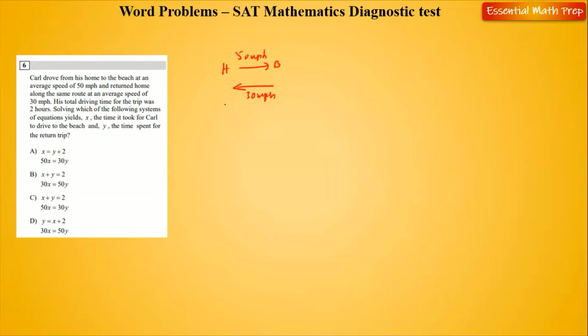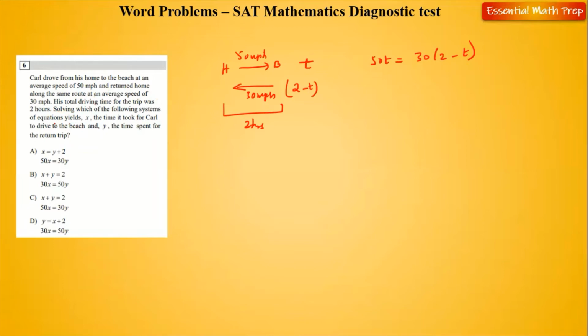So if the total duration is 2 hours, if it's taken T time to go from home to beach, you would have taken 2 minus T to get back home, right? And we're saying that the distances are equal. So 50T equals 30 times 2 minus T, right? They're saying under what circumstances are they equal, right? So how do we get this expression?